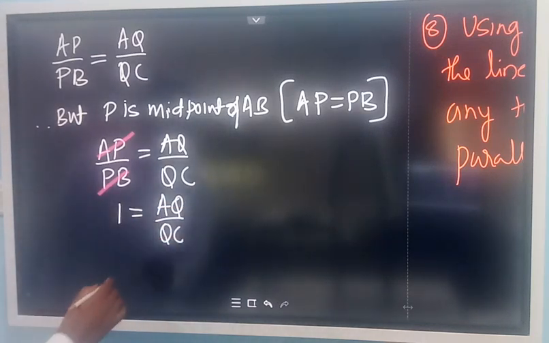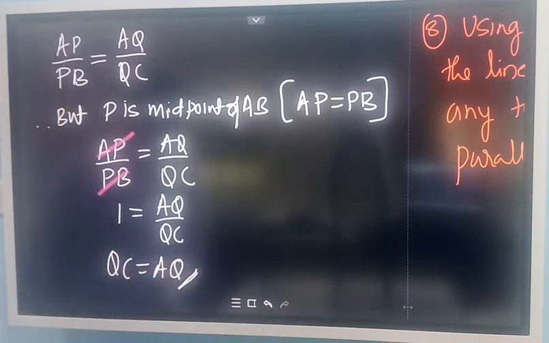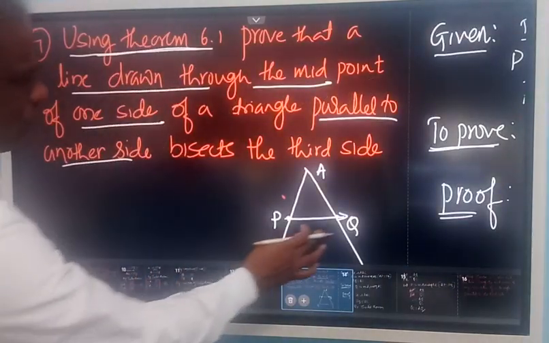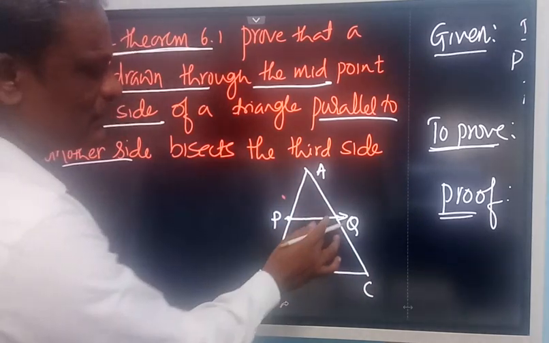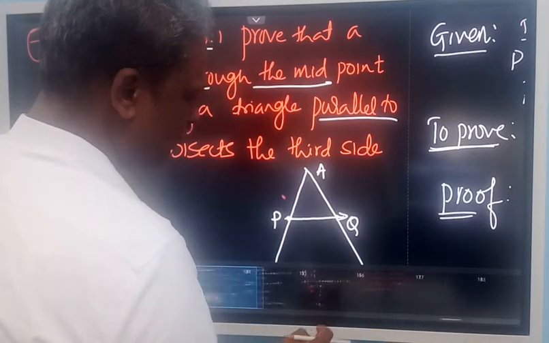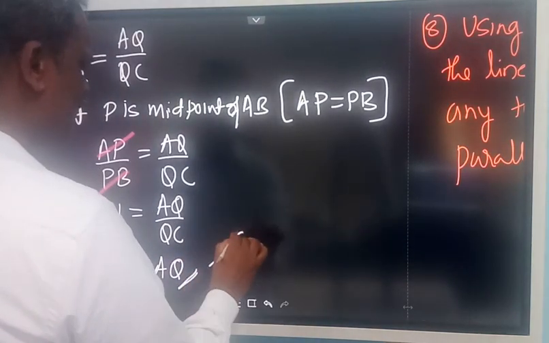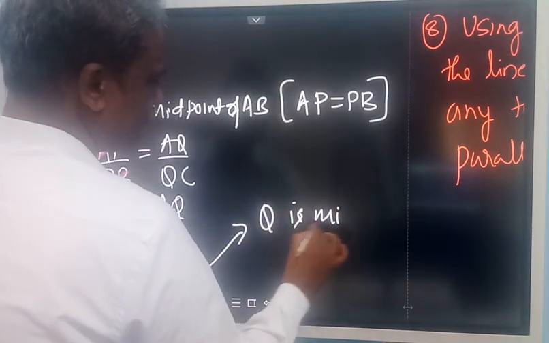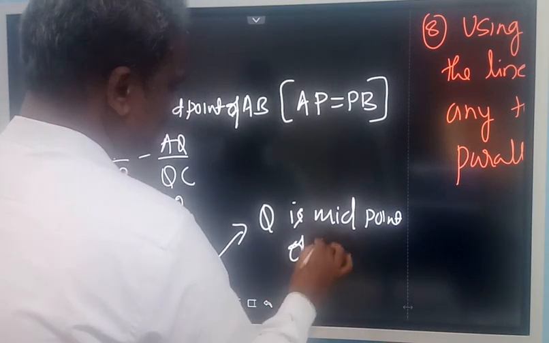Now transfer this to the left side. QC is equal to AQ. Look at this diagram now. QC is equal to AQ means these two parts are equal, which means Q must be the midpoint. So therefore, which implies, what you can write? Q is midpoint of AC.